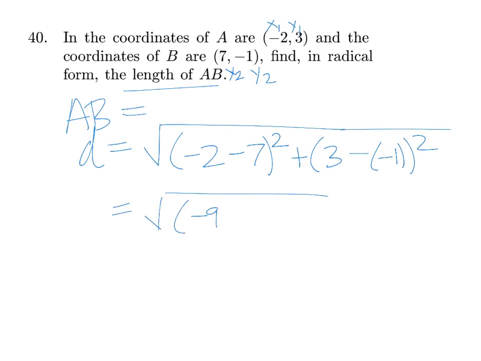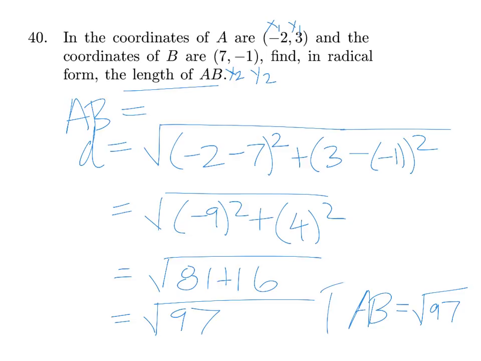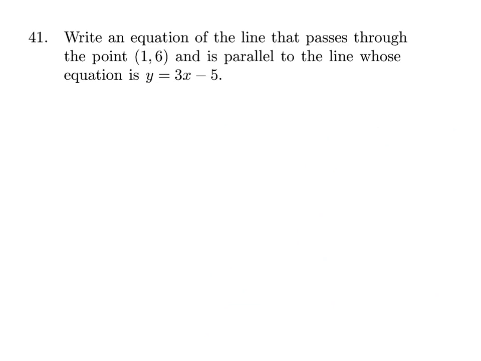So I have negative 9 squared plus 4 squared. 81 plus 16. So I have 97. And we can't break that down. So AB, or the distance between the points A and B, is the square root of 97 units. Done.